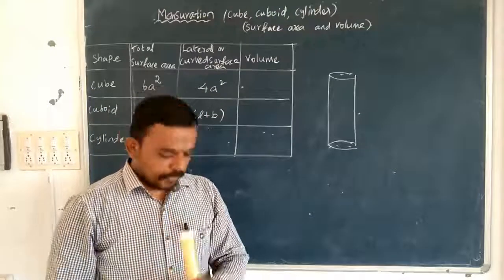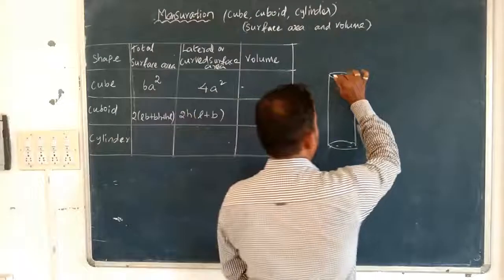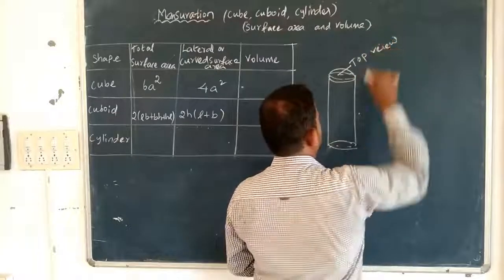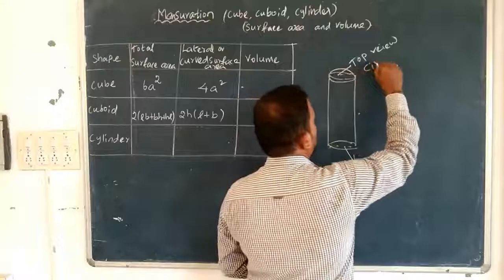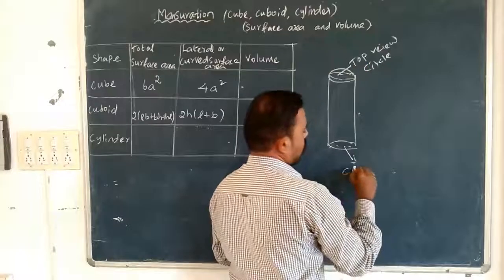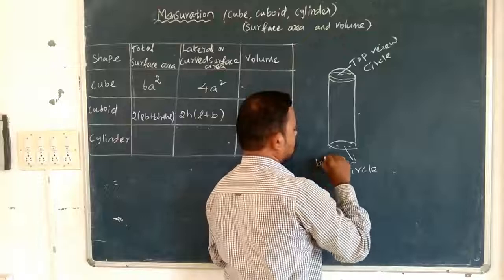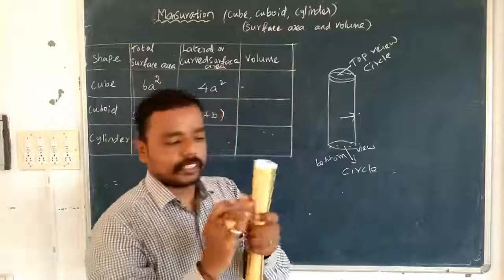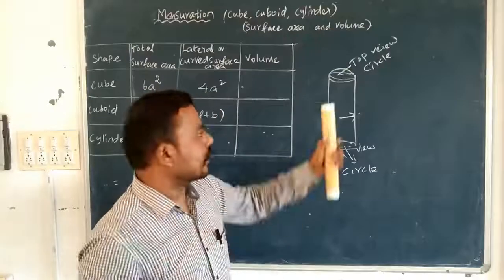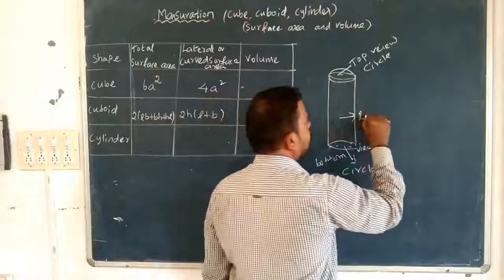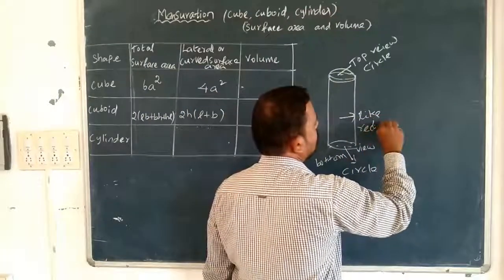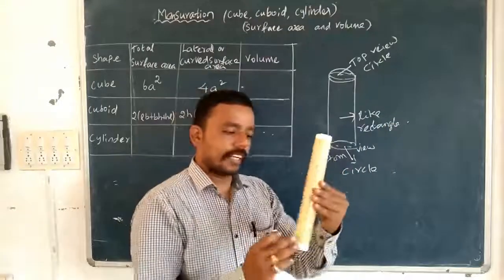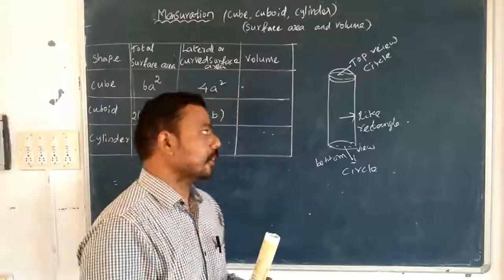For that, the top view is a circle, and the bottom view is also a circle. The curved part looks like a shadow of a rectangle. If you analyze this, the shadow is a rectangle. Why do we need to consider the rectangle?